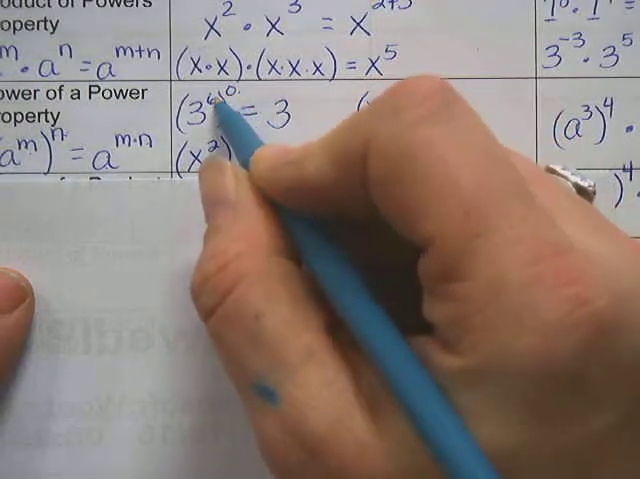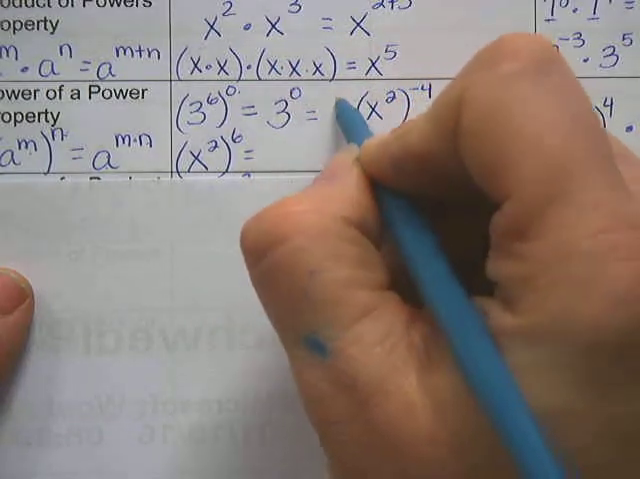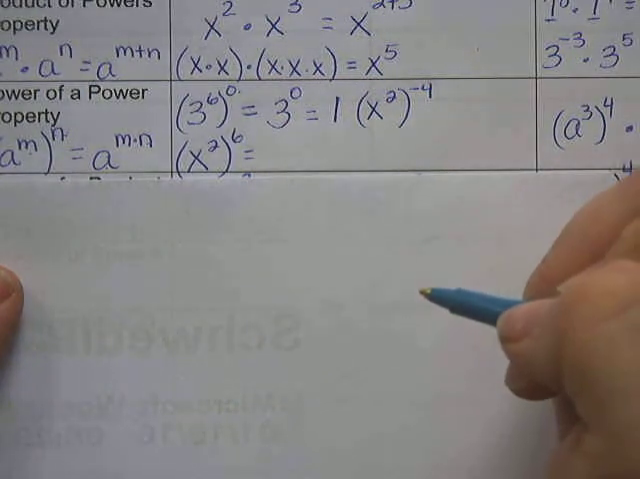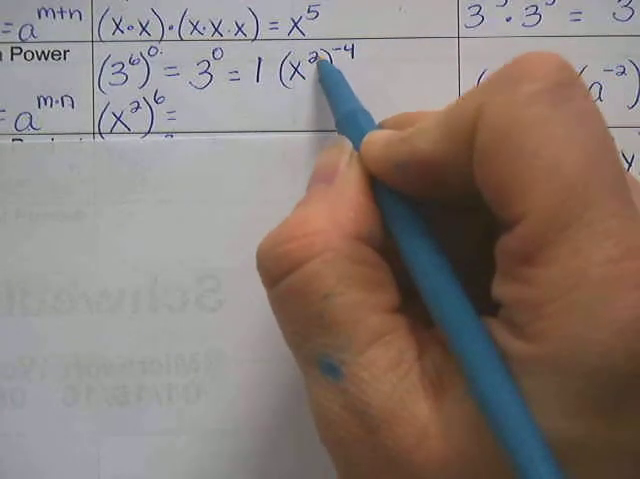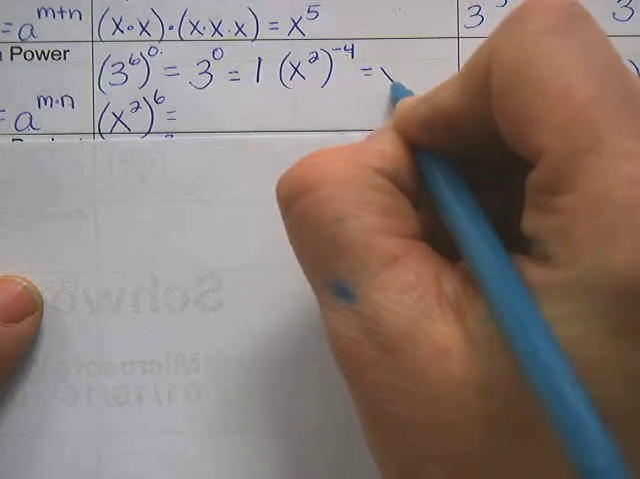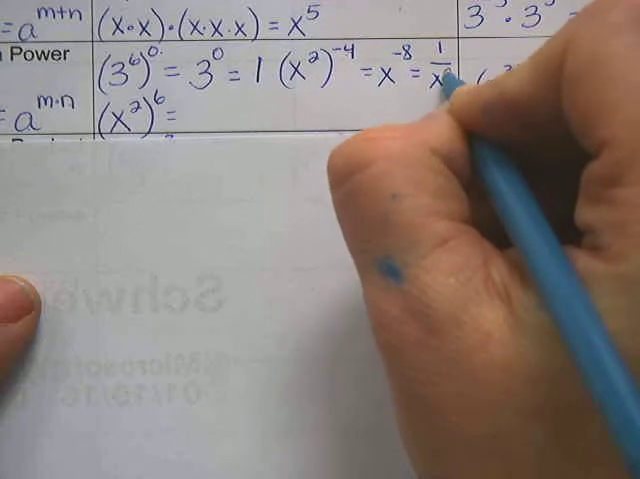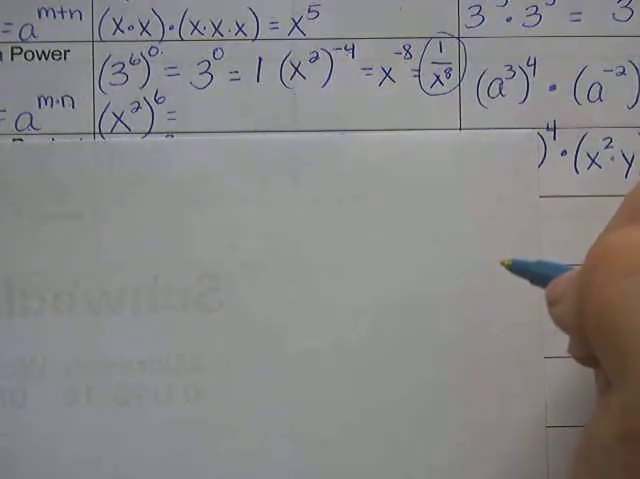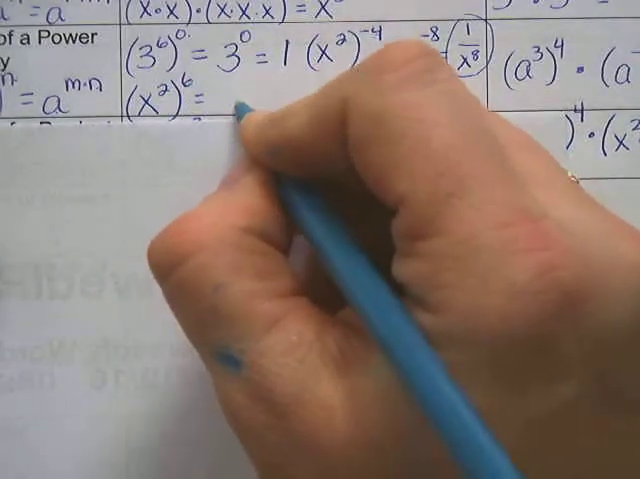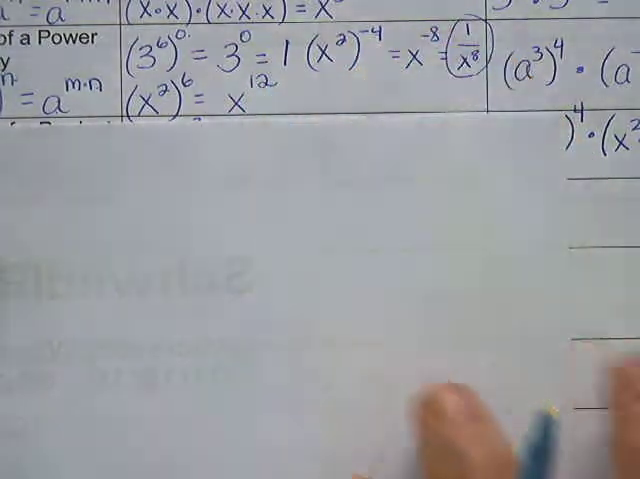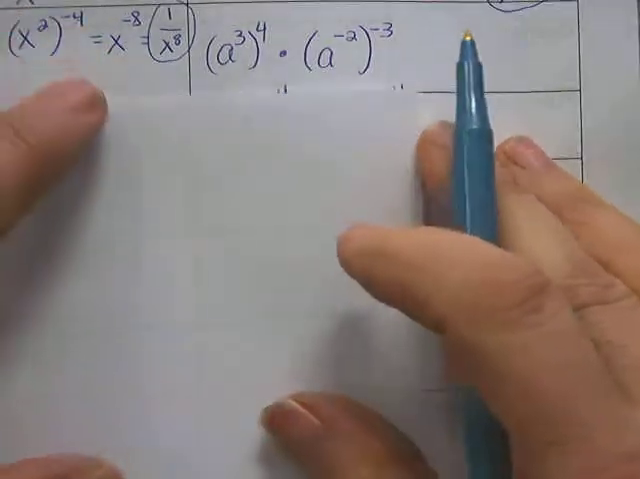So here, when you raise 3 to the 6th to the 0th power, it becomes 3 to the 6 times 0 power. And we learned yesterday that anything to the 0th power is 1. Okay. So here, when you have a power being raised to a power, you multiply the powers. So this would be x to the -8th, which again has to be reduced to 1 over x to the 8th. And the last one down here, raise a power to a power, you multiply the powers, you get x to the 12th.